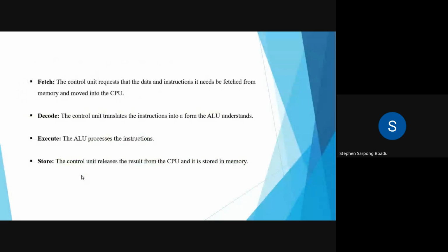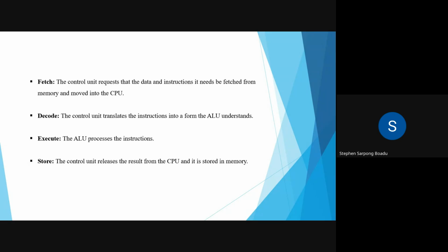So we will start with the fetch. The fetch is when the control unit requests the data and instructions it needs to be fetched from memory and moved into the CPU. So the fetch is like retrieving instructions from the memory. Let's say you input add total sales, like you are a business student. Maybe you are inputting something like add total sales from today into the computer.